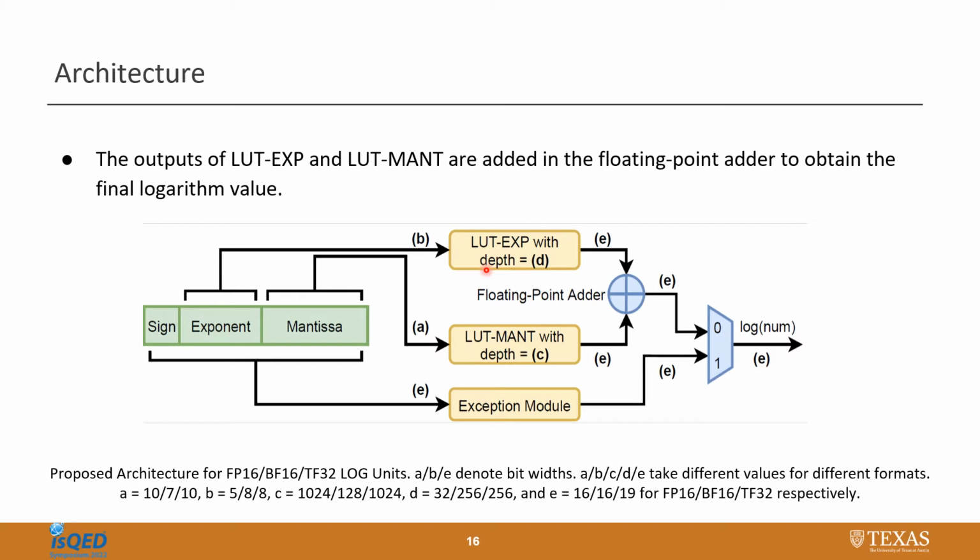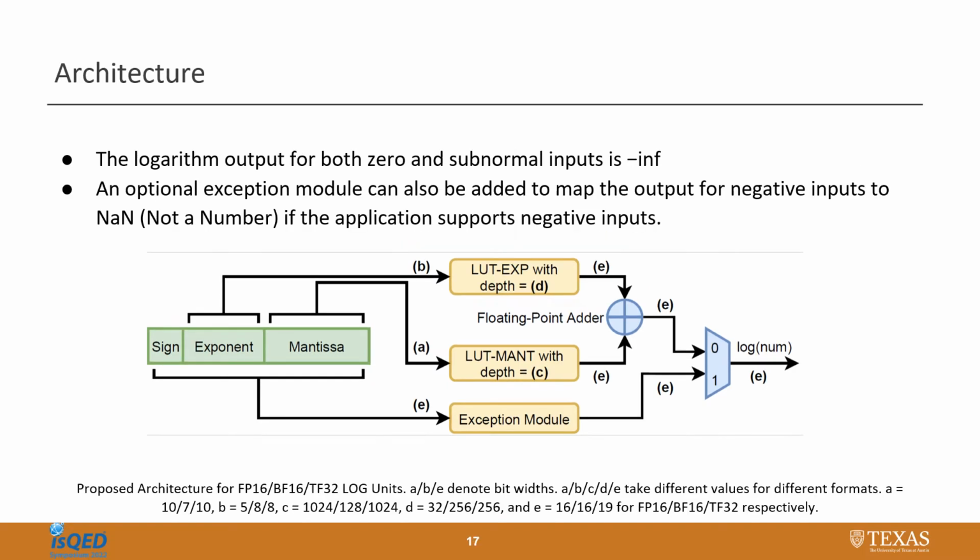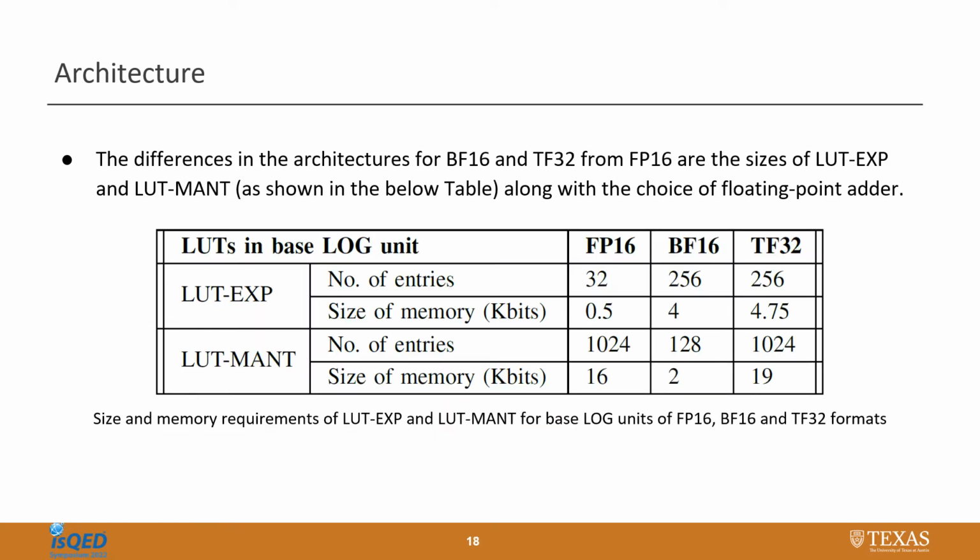After fetching the outputs of the lookup tables, the final logarithm value is obtained by adding the two outputs. In our architecture, both 0 and subnormal inputs are mapped to negative infinity. If your application supports negative inputs, then the exception module can be added to map those inputs to not a number. This table illustrates the difference between memory requirements for half precision, bfloat16 and TensorFloat 32 formats. We can see that half precision requires nearly 2.75 times the memory needed by bfloat16 for the lookup tables, even though both formats are 16 bits wide. This shows that the architecture is most optimal for small mantissa and exponent widths.